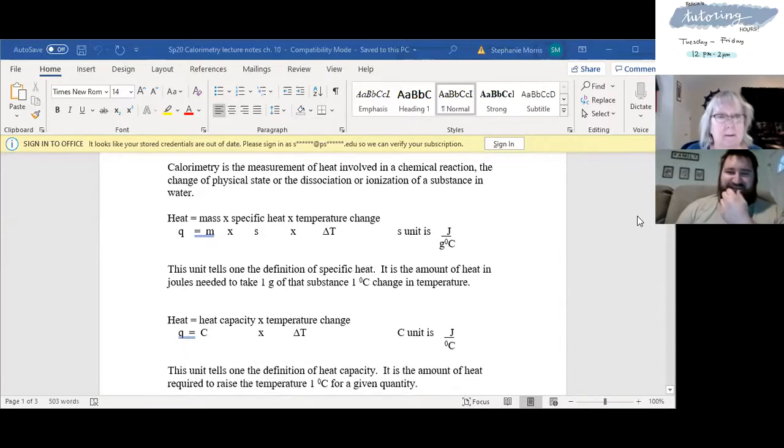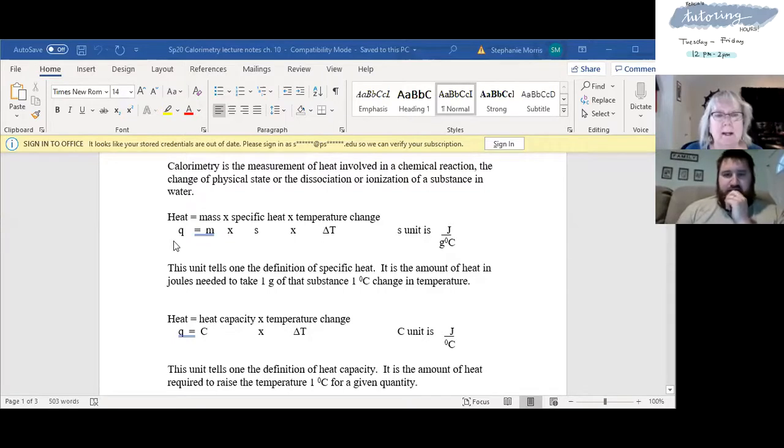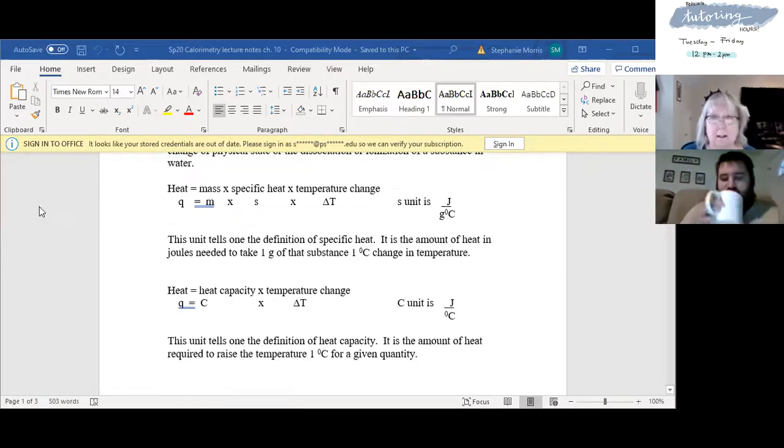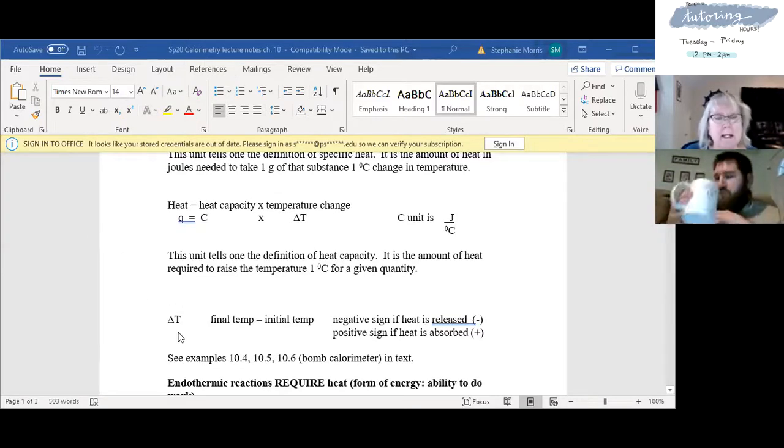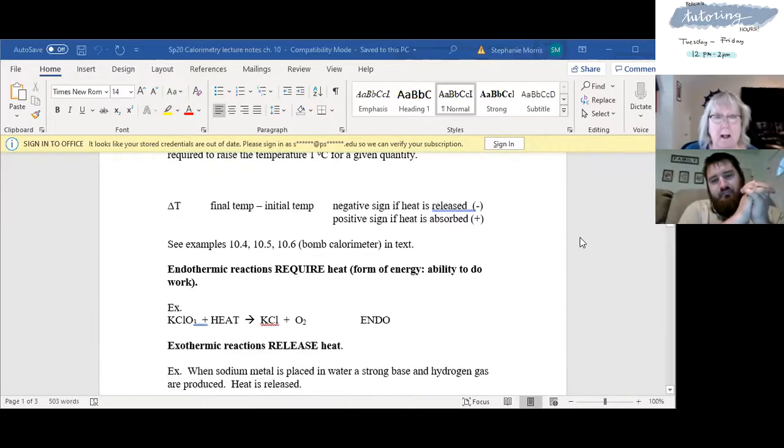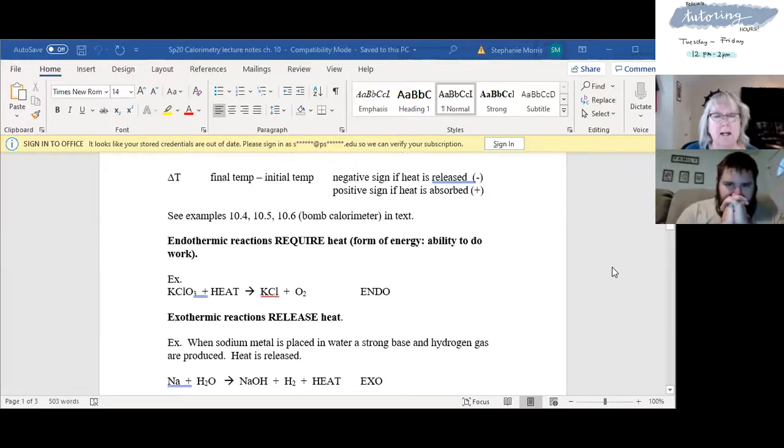Okay. Anyway, this is your main calorimetry formula, where in words, it's heat equals mass times specific heat times temperature change. I just went over this. The delta T is final minus initial. I explained that the negative sign is going to mean it's exothermic, and the positive sign is going to mean that it's endothermic. I give a couple examples of reactions here.